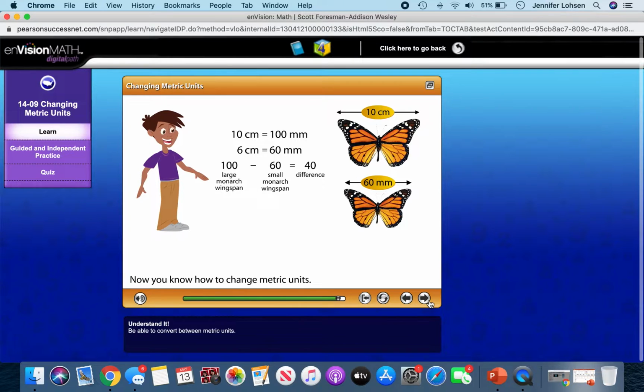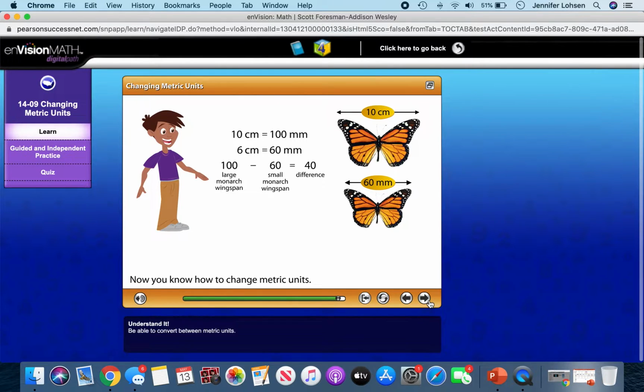Now you know how to change metric units. All right, so we can definitely change metric units the same way that we change customary units. And if you felt comfortable with doing it this way, then do it this way. But y'all remember what I like to say, what my grandpa tells me, there's a million ways to make a meatloaf and they're all pretty good.